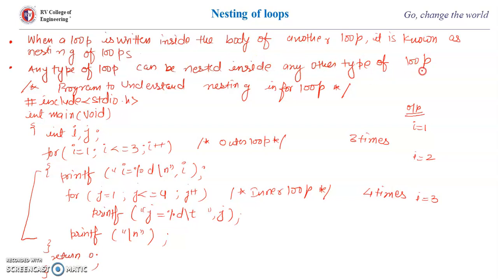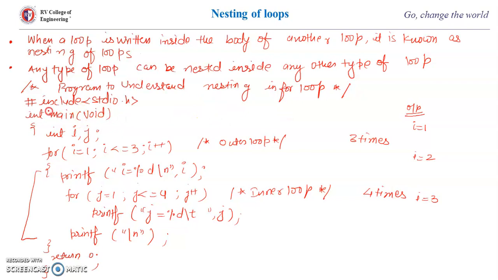So we have seen while loop, do while loop and for loop. For example, a for loop may be nested inside another for loop, or it can be nested inside a while or do while loop. Similarly, while and do while loops can also be nested. Today I'll explain the nesting of for loop, and this is the program to understand nesting in for loop.